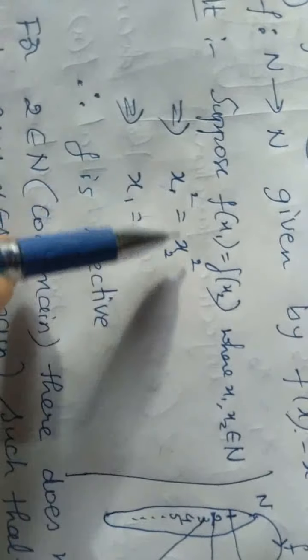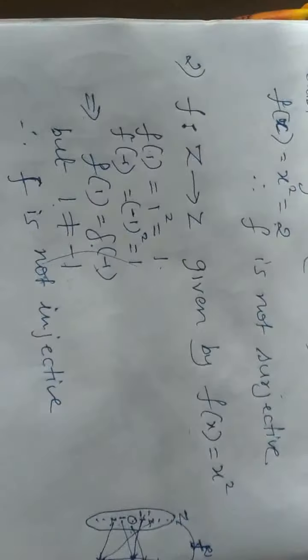Or you can write the answer like this also. Suppose f of x1 is equal to f of x2. Then x1 square is equal to x2 square, which implies x1 is equal to plus or minus x2 in this case. This is the set of natural numbers, therefore x1 is equal to x2. Here, in integers, x1 is equal to plus or minus x2. Therefore, the function is not injective. And that way also you can write the answer.